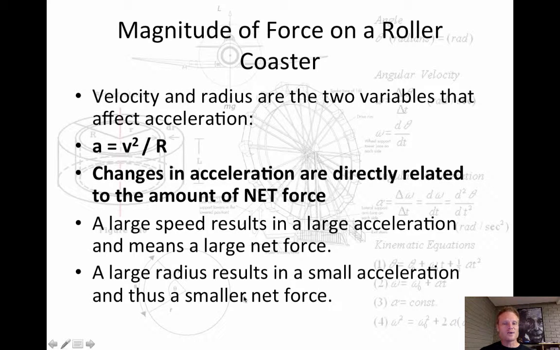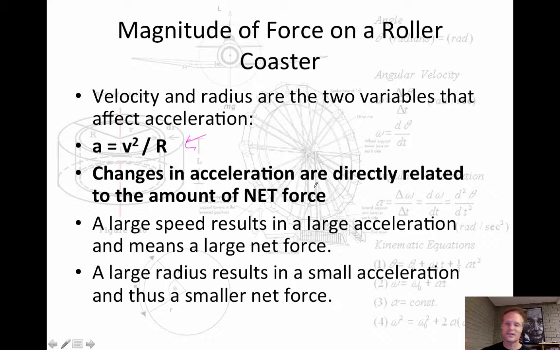So the magnitude of force on a roller coaster is really going to be looking at a couple things. The velocity and the radius affect the acceleration, and we can see that in this equation here, a equals v squared over r. Changes in acceleration are directly related to the amount of net force. So if you increase the velocity, the acceleration is going to increase. If you increase the radius, the acceleration is going to decrease. So try to look at these equations as ways of thinking. What happens if you do one thing to one variable? How does that affect the other side of the equation? Physics is a lot about that too.